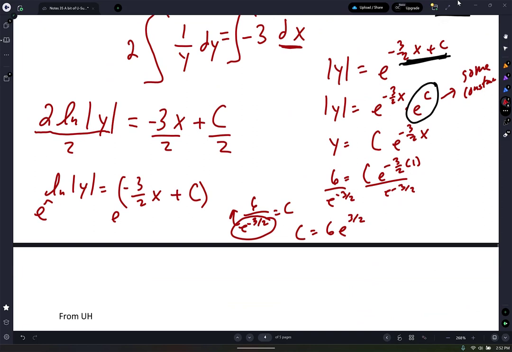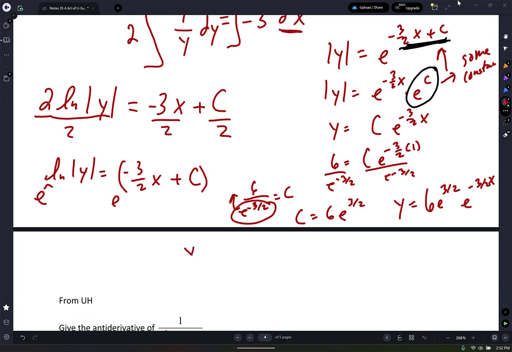All right, here we go. Here's my equation, guys. I could have just stopped and written it right over there. No big deal. Look, 6 e to the 3 halves, e to the negative 3 half x. So rewriting this on the top: y equals 6 e to the negative 3 half x plus 3 halves.